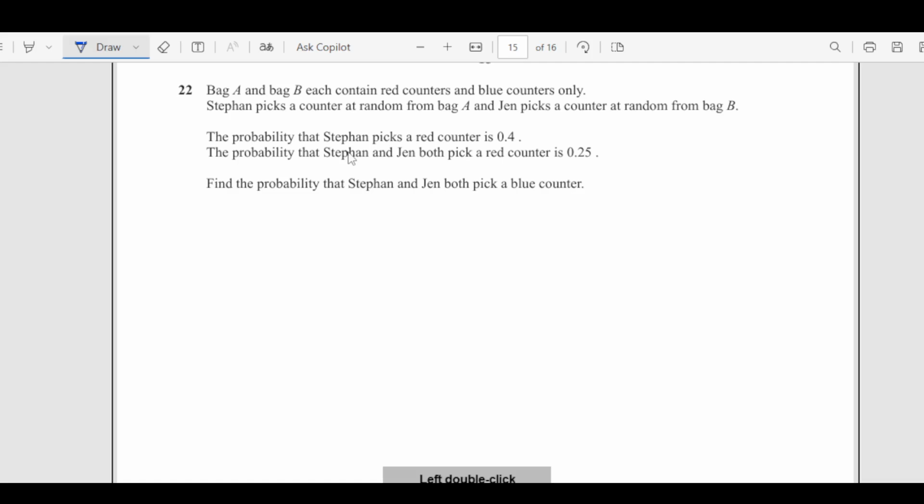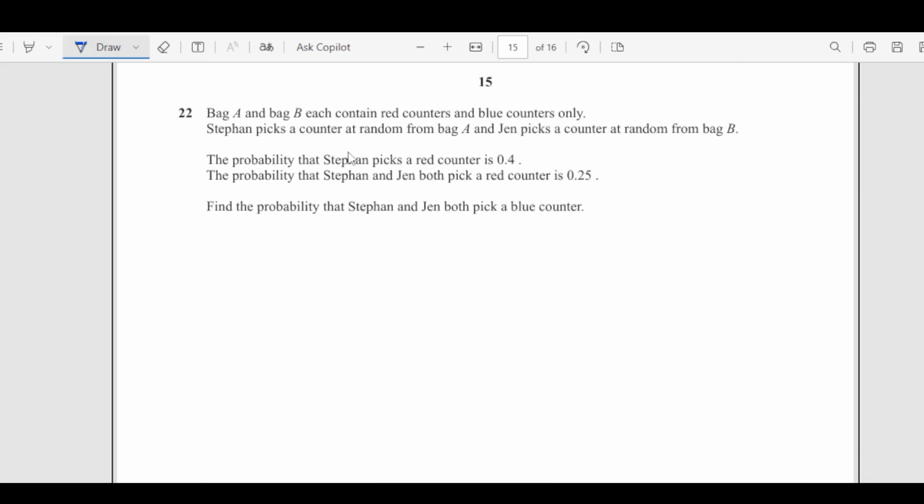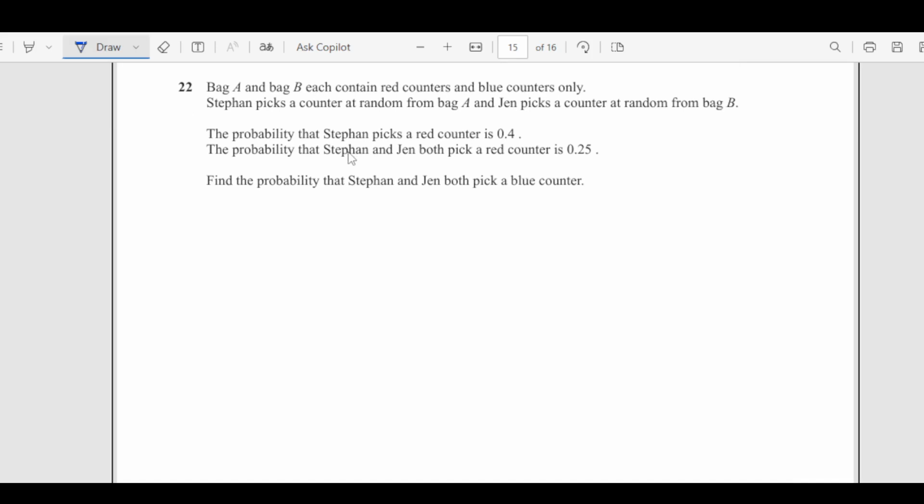Okay, this question is a bit tricky. Let's see how many marks: 4 marks. Bag A and bag B each contain red counters and blue counters. Stephen picks a counter at random from bag A and Jen picks a counter from bag B. So we have 2 persons and 2 bags here. I will take Stephen's and Jen's.